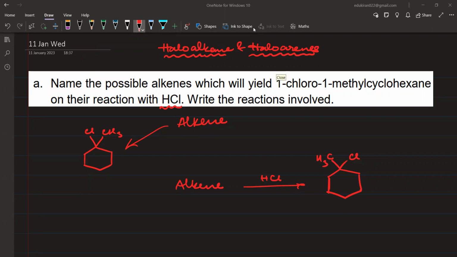Can you send the structure, Samira? Who is saying ethene? Can you please send the structure, all of you guys, on my WhatsApp? Samira, Zan, all of you guys, please send the answer on my WhatsApp.